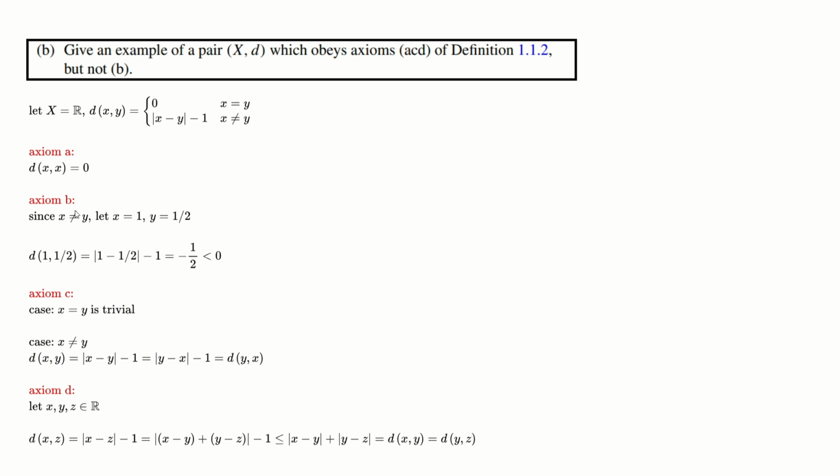Part B, axiom B. You can clearly see that if you plug this into the formula right here, you would not get 0, which breaks axiom B. Part C is pretty trivial for the X equals Y case and X not equal to Y. This is always true because you're just swapping them right here by using the absolute value, factoring out the negative 1. Axiom D, very similar. You can use the triangle inequality, which I proved in the last question, to prove it is true.